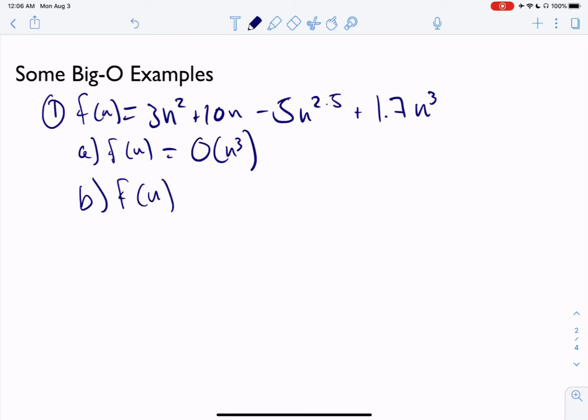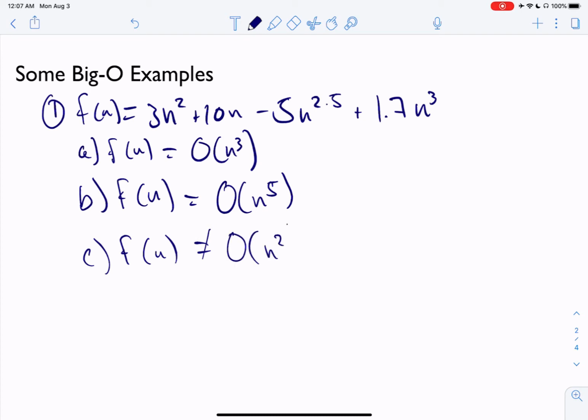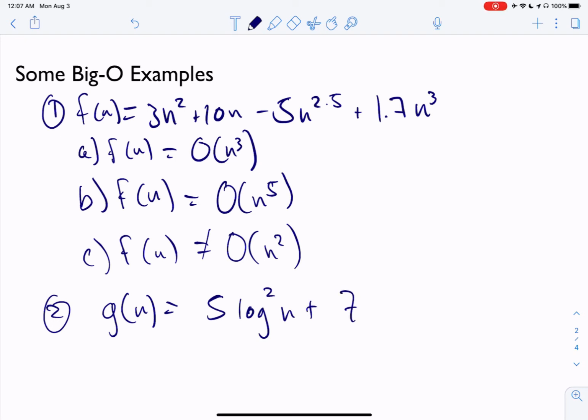It's important to point out that because it grows as fast as n cubed, it also doesn't grow any faster than n to the fifth. So actually we can write f of n equals O of n to the fifth, right? But it's important to note that f of n certainly is not big O of n squared. n squared will not, even when multiplied by a constant, f of n will always outgrow any constant times n squared. Okay, so let's consider another example. Let's let g of n equal to 5 log squared n plus 7 square root of n.